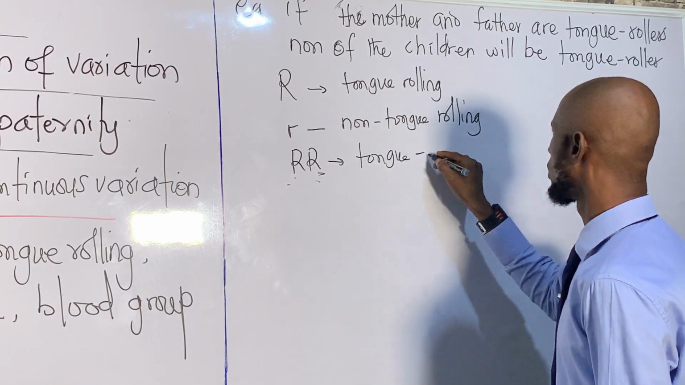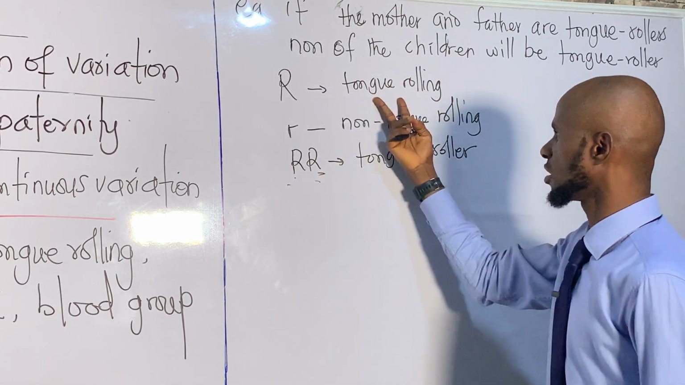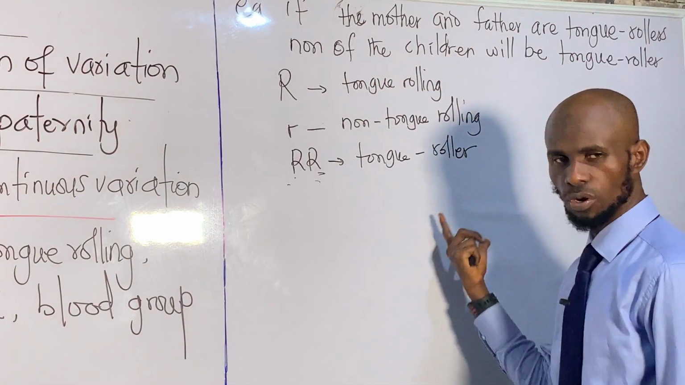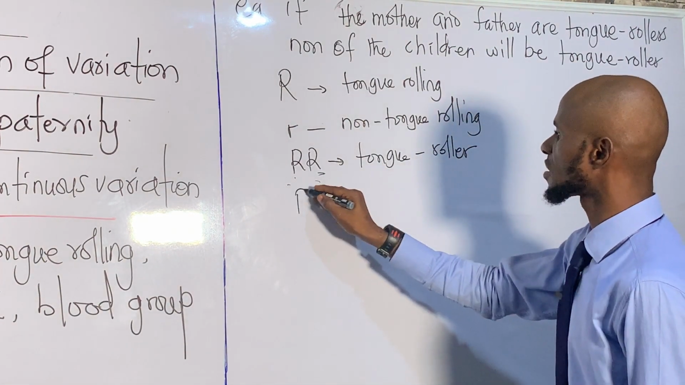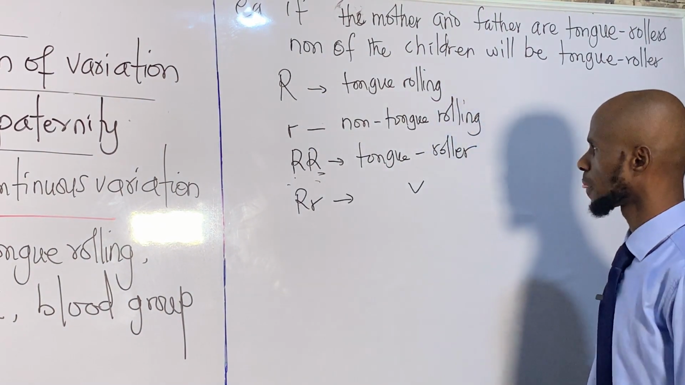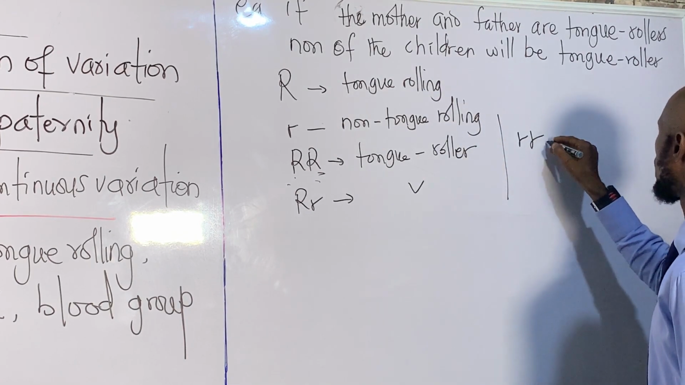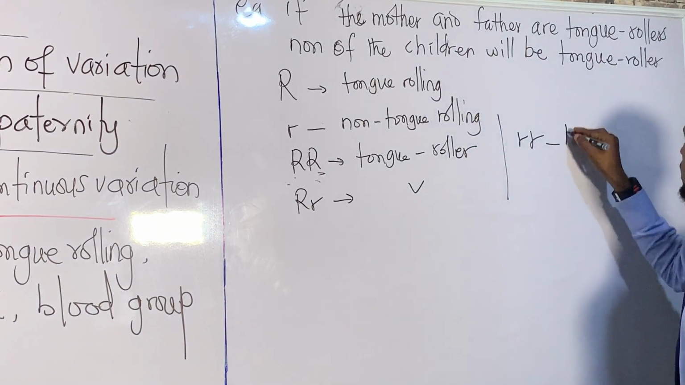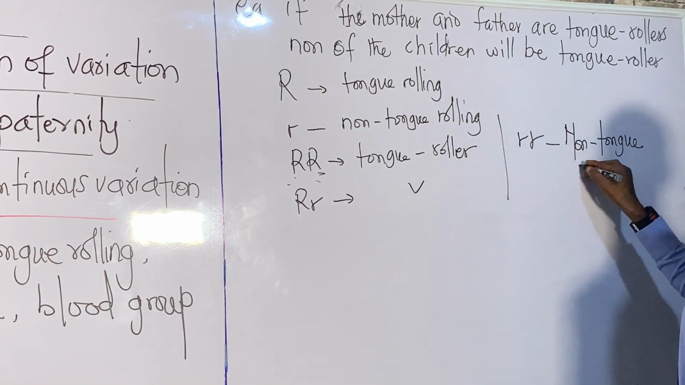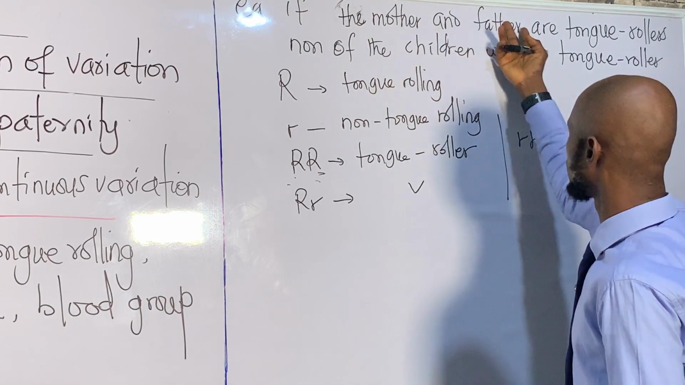So big R, that is tongue roller now. That is the person now. Tongue roller. This is the gene, the allele. But when you combine, then the person is called a tongue roller. So if the person has big R, small r, the person is still a tongue roller. Are you there? And if the person has small r, then the person is a non-tongue roller.